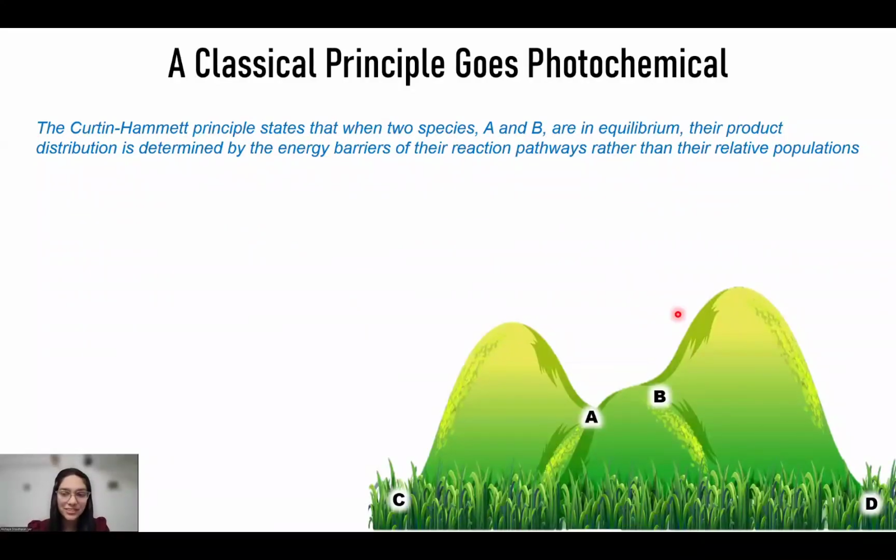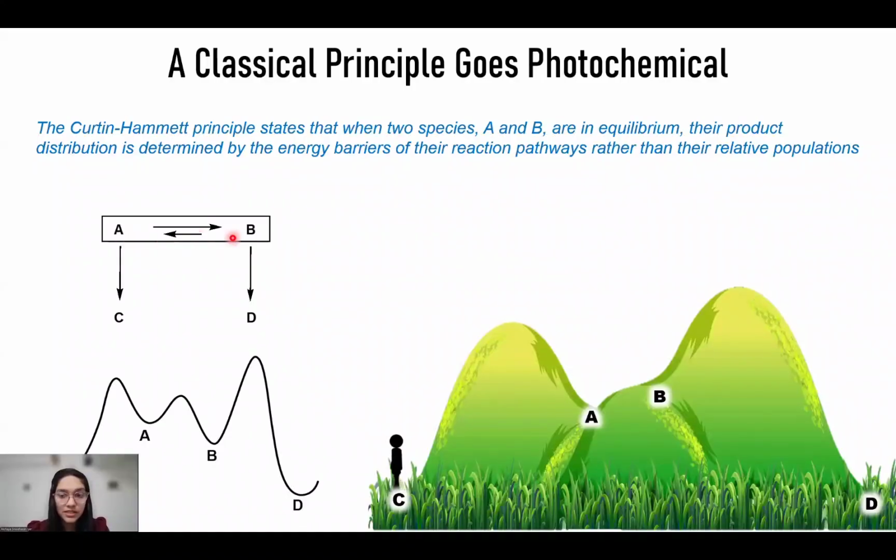Now imagine yourself standing in a valley and choosing which hill to climb based on which one is easier to reach the ground. Did you choose the shorter hill? Well, most of us would, as you will require less energy to climb up and down to reach the ground. Similarly, the Curtin-Hammett principle tells us that when two different molecules are in equilibrium with each other, the way they react depends more on the energy it takes to reach the reaction transition state than on the relative amounts of the molecules. So, A would reach C via the shorter transition state.